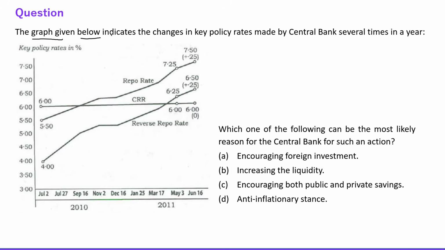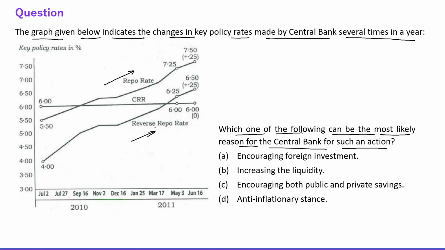The graph given below indicates the changes in the key policy rates made by the central bank several times in a year. The question is, which one of the following can be the most likely reason for the central bank for such an action? Everyone, here repo rate is increasing, reverse repo rate is also increasing, but CRR is fixed. This is the data of almost 1 year, because it starts with 2nd of July and goes to June. So for almost 1 year, if the bank does so, it only happens to control inflation.